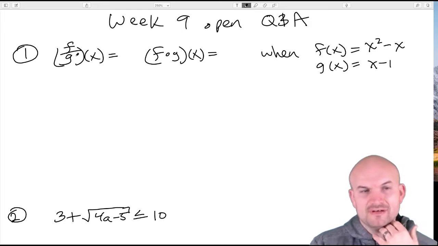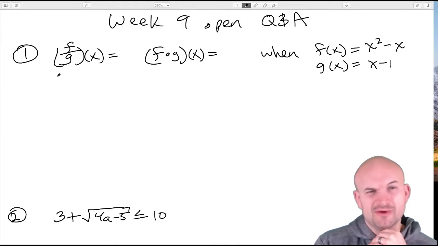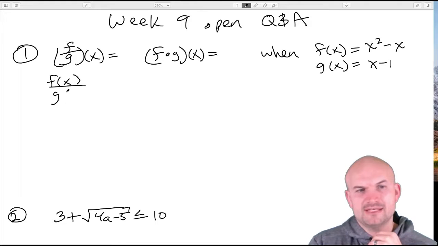So when we have f over g of x, this is just one notation, but really what this represents is the f of x function divided by the g of x function.